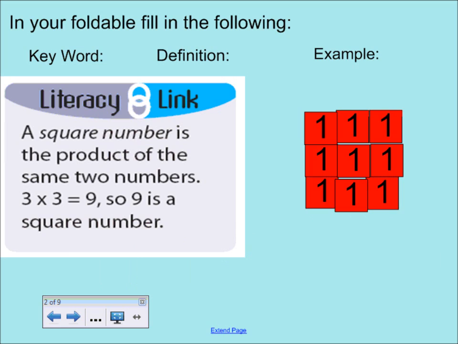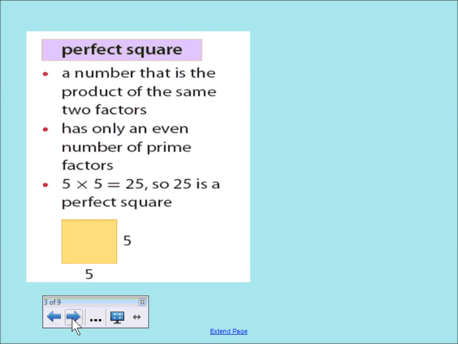So a square number is the product of the two numbers. 3 times 3 equals 9, so 9 is a square number because as you can see in here, we've got 9 different squares. 3 times 3 equals 9. So that's a square number.